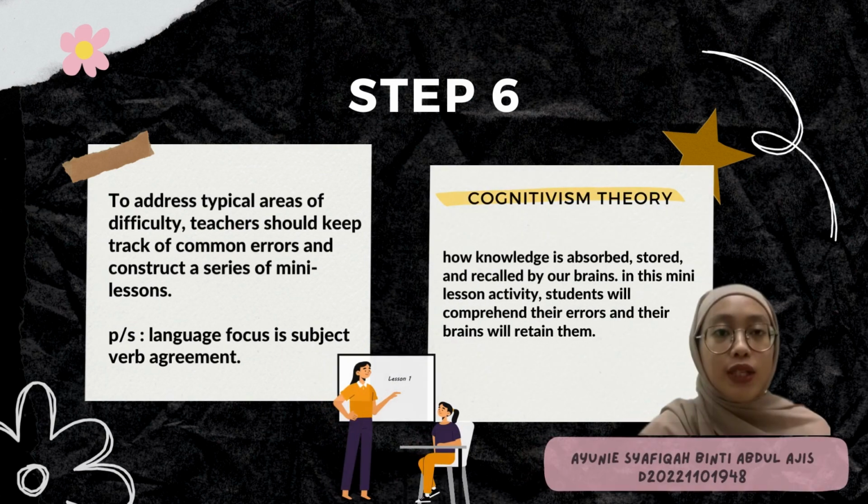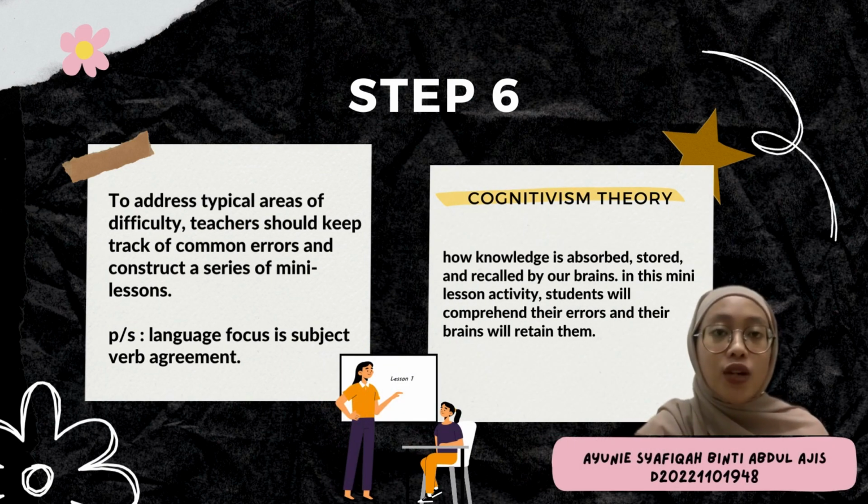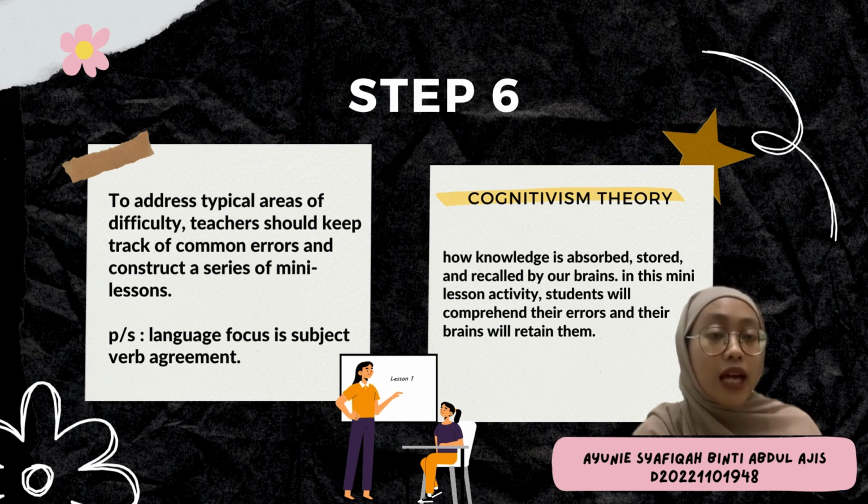For the final step, teachers should keep track of common errors and construct a series of mini lessons. For this particular exercise, the language focus is SVA, which is subject-verb agreement. For example, in the worksheet where students need to draw a bear shape, students need to translate Bahasa Melayu instruction into their L2, which is English, such as lukis dua bentuk bujur. So students may write draw to oval form.